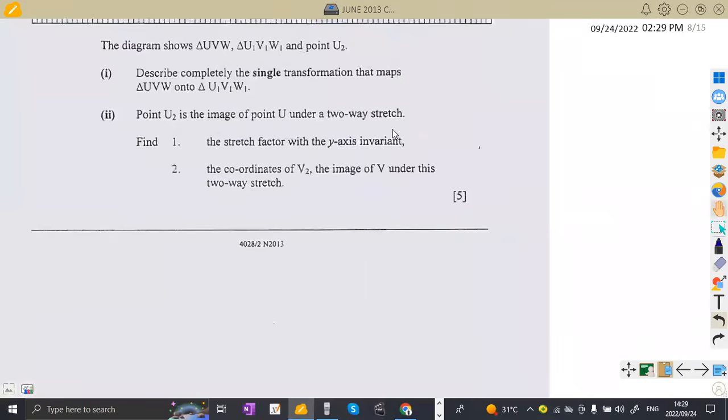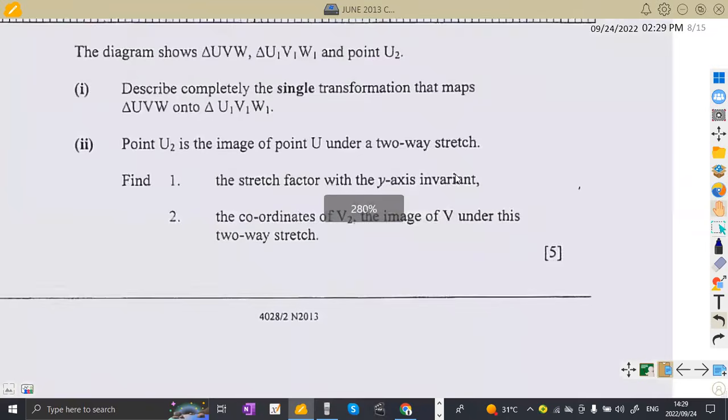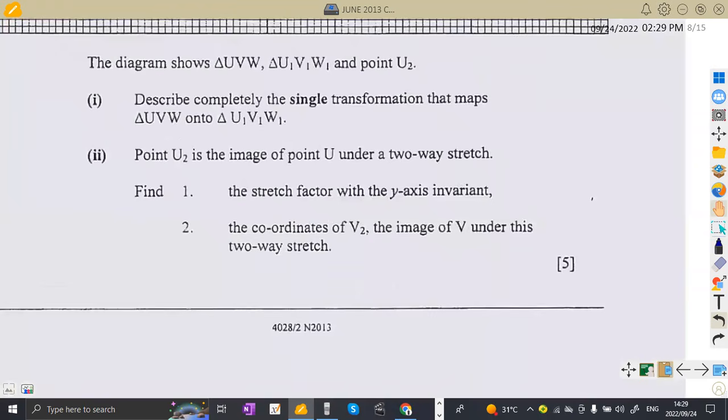Okay, so the other question now is point U, which is this part on item 2. We are given point U2 is the image of U under a two-way stretch. Okay, find the stretch factor with the y-axis invariant. So we need to find the stretch factor with the y-axis invariant.